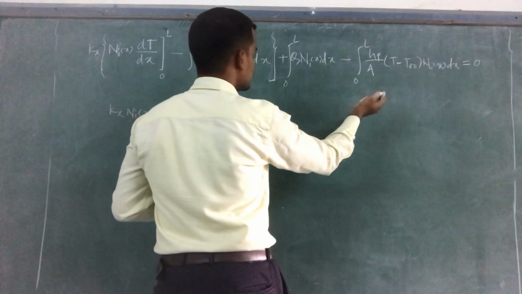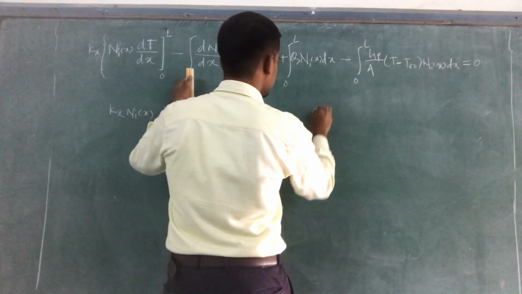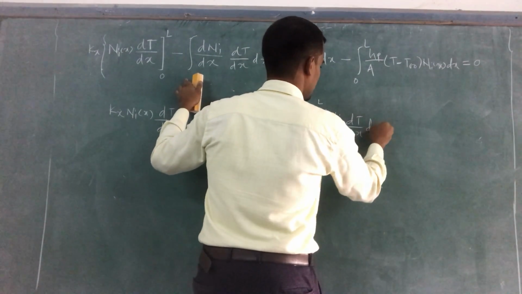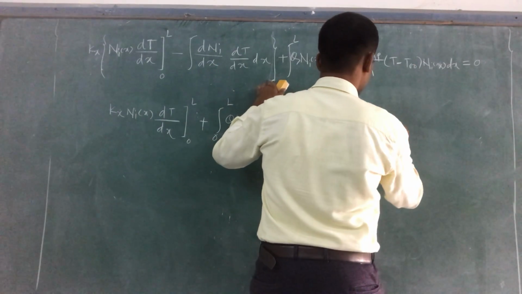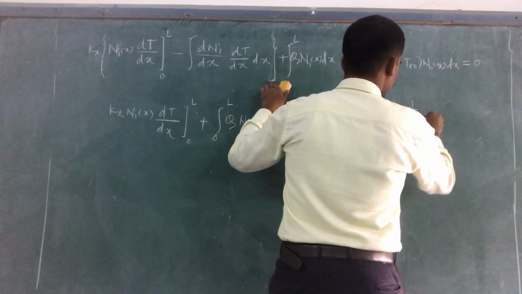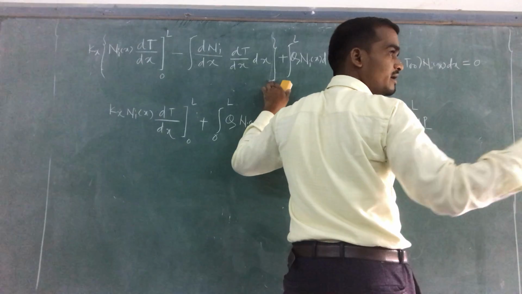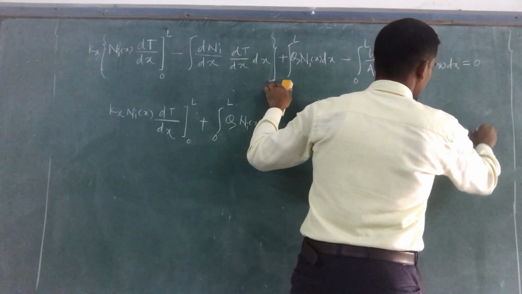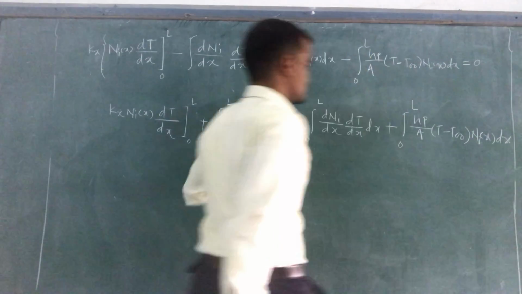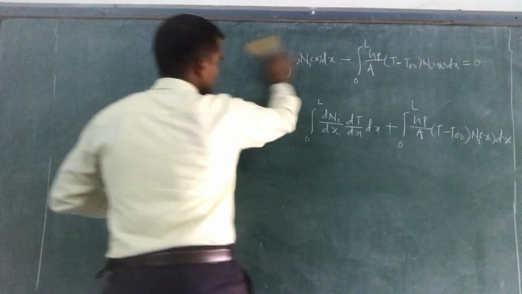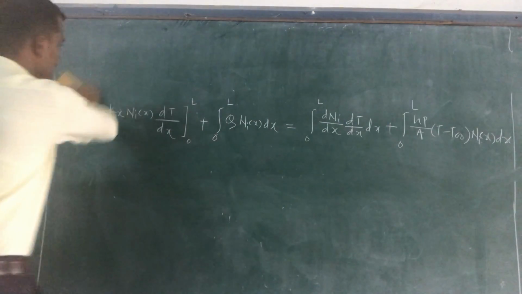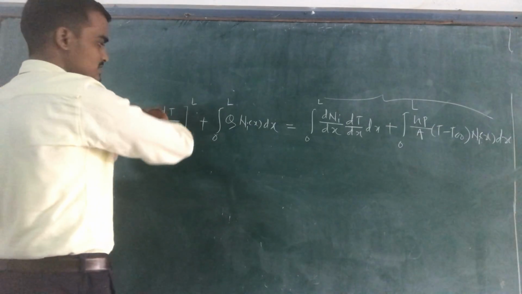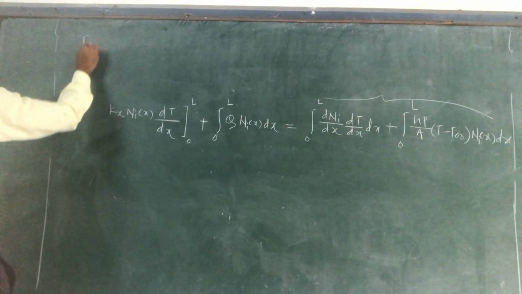is equal to, on the RHS side, we can write integration 0 to L dNi by dx into dT by dx into dx, and the remaining is plus integration 0 to L h into P by A times T minus T infinity into Ni of x dx. Okay, so in this way you can write this equation. Now you can write this part on the RHS side, and this part on the LHS and this part on the RHS.